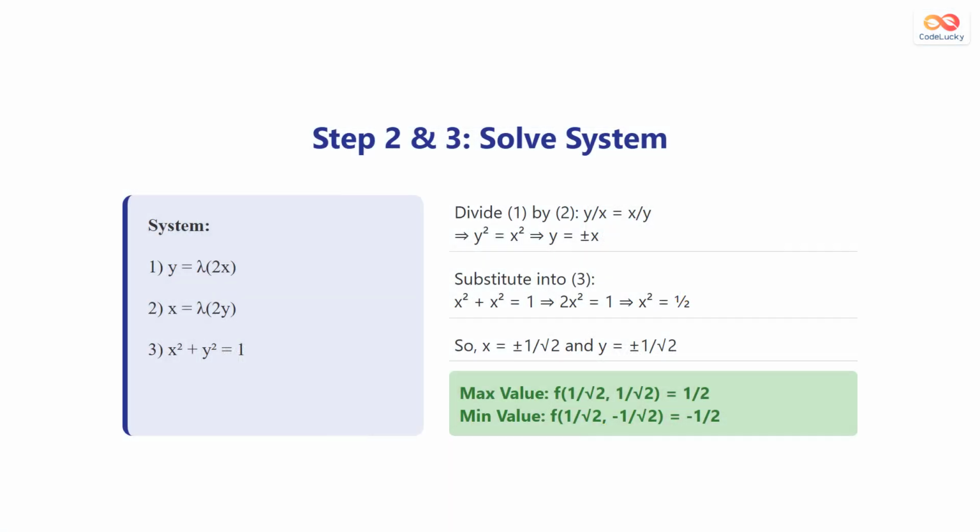Now we set up our equations. y equals lambda times 2x, and x equals lambda times 2y. Dividing the first equation by the second is a neat trick here, which quickly shows us that y squared must equal x squared. Substituting this back into our circle equation, we find that x squared is 1/2. This gives us our coordinates.